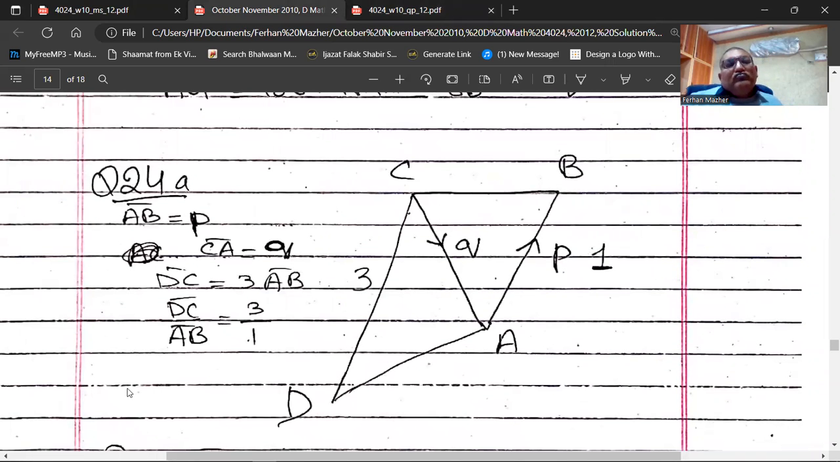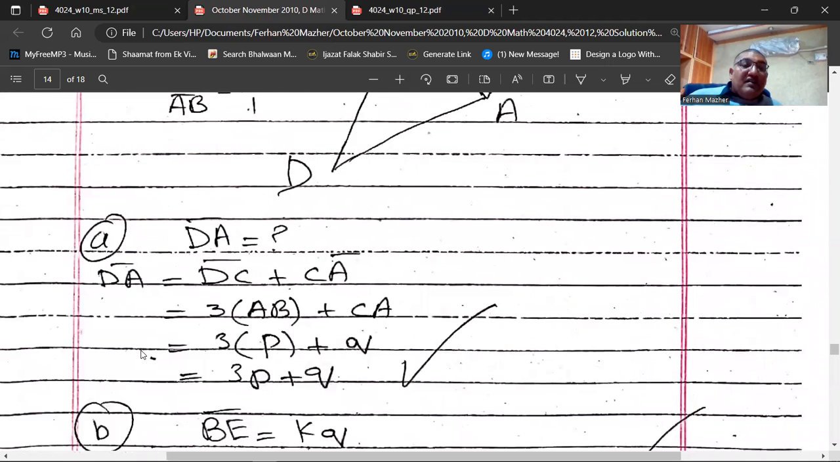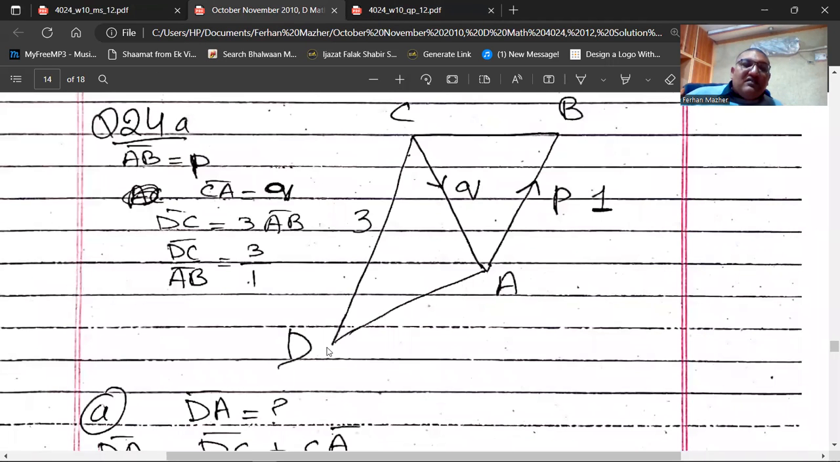AB is P, CA is Q, DC is 3 times AB. So the ratio between DC and AB is 3 to 1, and so DC will be 3P. DA is the question. The bypass for DA: I will go from D to C, from C to A. D to C will be 3P, and C to A is plus Q. So it will be 3P plus Q. I hope you understand. It's 3P plus Q. That's DA.